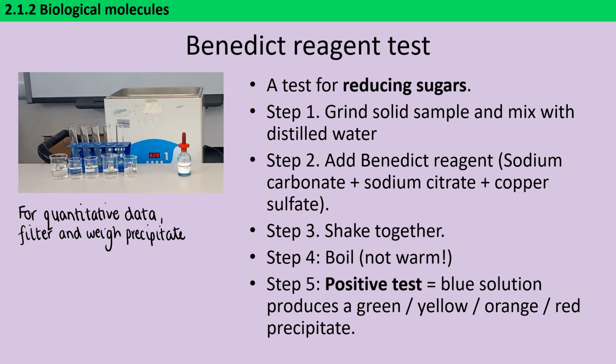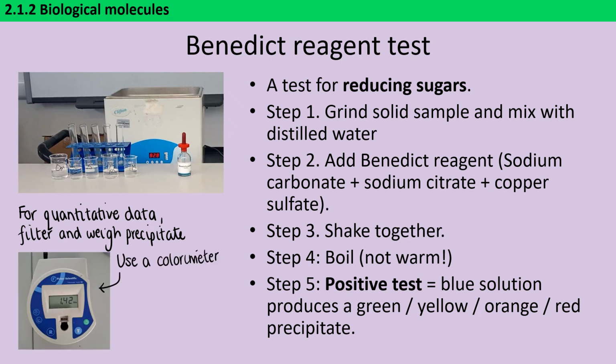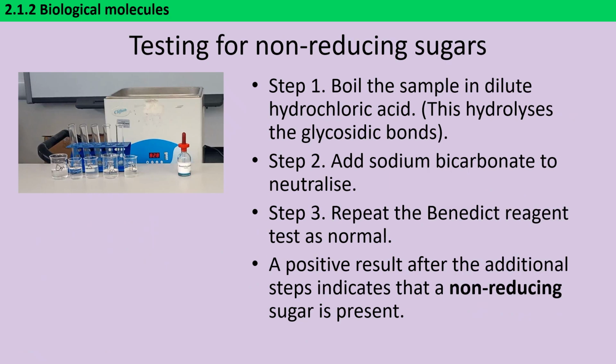And then the other thing you can do is you can take that solution and you can use it together with a colorimeter to determine the colour of the solution that's left, and therefore basically how much of the Benedict's reagent you've used up. You can use the Benedict's test to show that you have got the presence of a non-reducing sugar like sucrose or raffinose or stachyose.